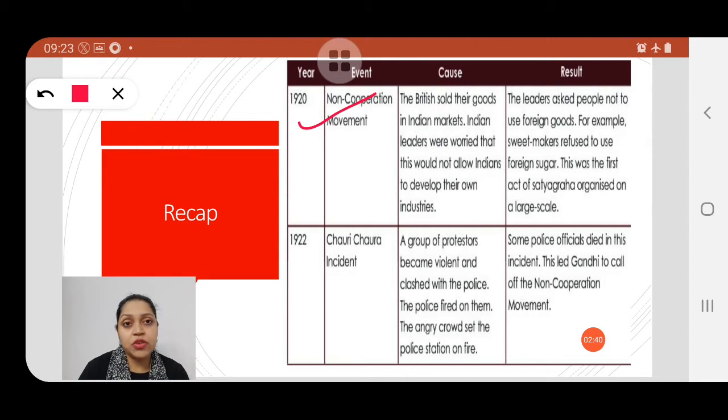Then we come to 1922, the Chauri Chaura incident. A group of protesters became violent and clashed with the police. The police opened fire on them, and the angry crowd set the police station on fire. So what was the result? Since the movement turned violent, Gandhiji called off the movement. He believed in non-violence, but the movement turned violent, so he called it off. So we have studied the four important events in the struggle for freedom. Now today we'll study two more important events. And what are those? Let's see.